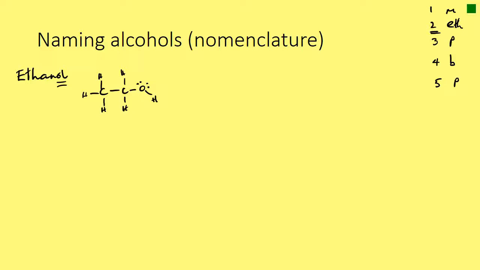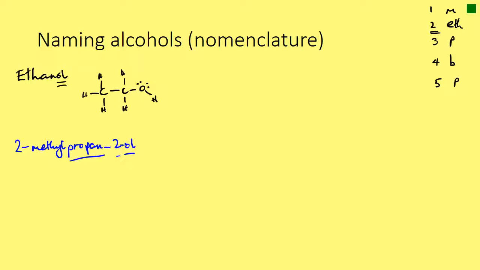We'll try another one. Let's draw 2-methyl propan-2-ol. So that would be written out 2-methyl propan-2-ol. Okay, let's have a look at this name, because you might be asked to draw an alcohol given just its name. So from ol, we know it's an alcohol, so we're going to have a hydroxyl group on the end of it. This number 2 tells us where in the chain that the alcohol group is hanging off.